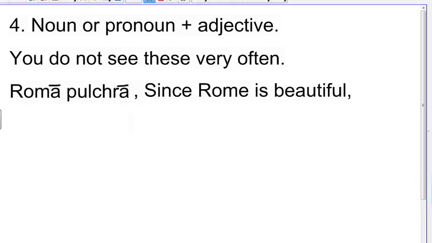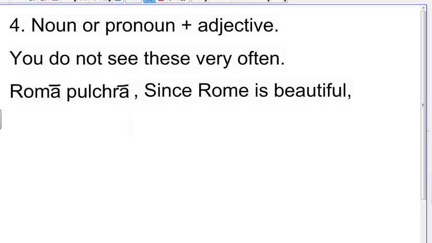We now have come to the fourth and last of the forms of the ablative absolute. A mathematically oriented student has pointed out to me that I've already used up 100% of ablative absolutes, so it's going to be tough to squeeze these in. You don't see them very often.